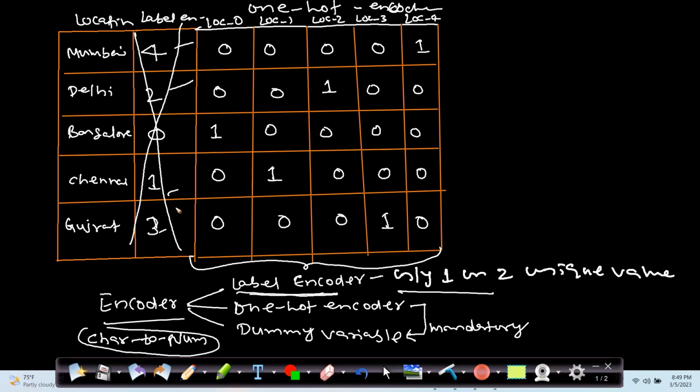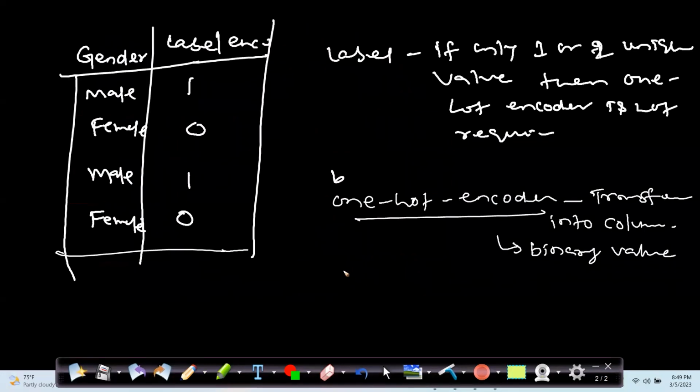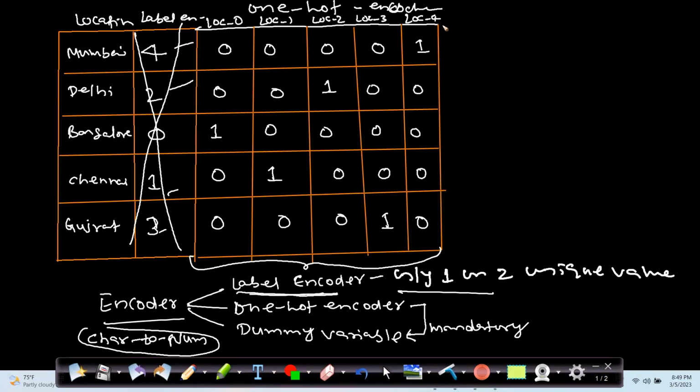And dummy variable means n-1: how many total columns we have created, and there you can drop 1. So when you apply the dummy variable, you say, okay, dummy variable, then please go, and any one column you have to drop. You can cross this out, and you only have to play with this data set. That is called dummy variable.